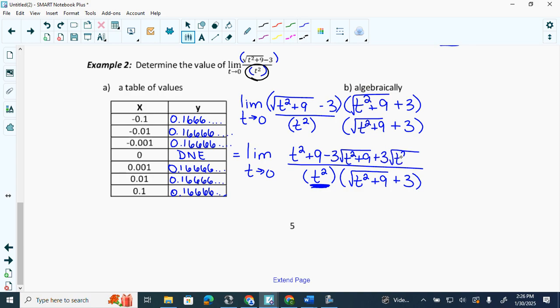And they're always going to go away, because that's why we multiply by the conjugate, and conjugate meaning opposite signs, right? And then I still have my last two terms to multiply out, minus 9.